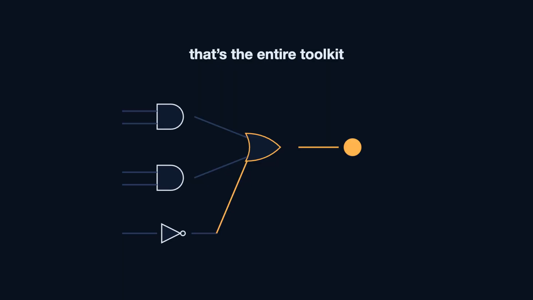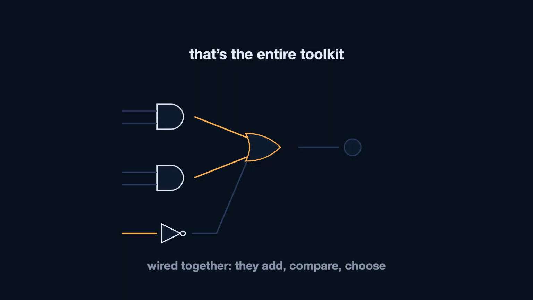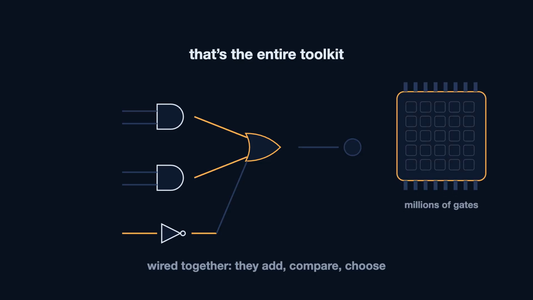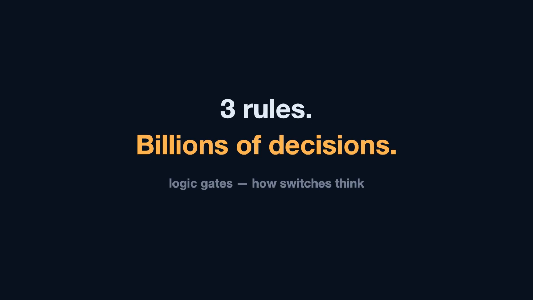That's the entire toolkit. Wire these 3 together and they add numbers, compare passwords, and decide every pixel on your screen. Every chip you own is millions of gates, layered. 3 rules, billions of decisions. Logic gates are how switches think.